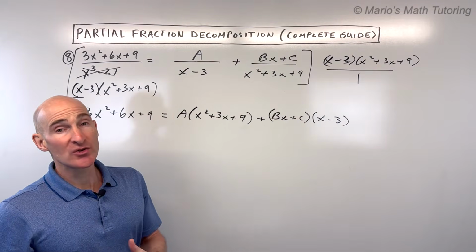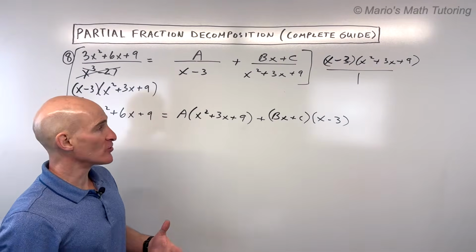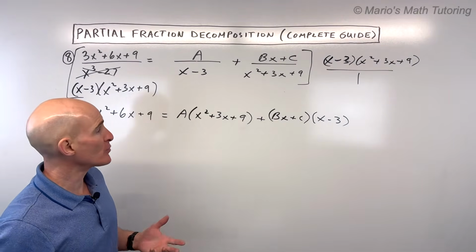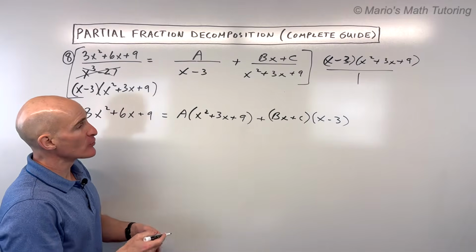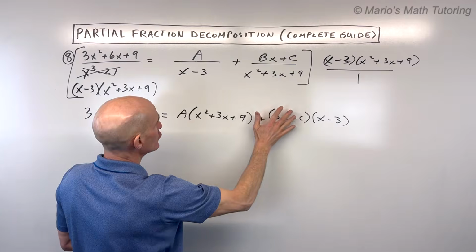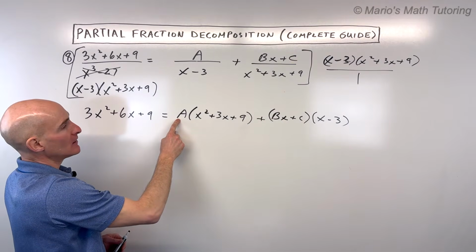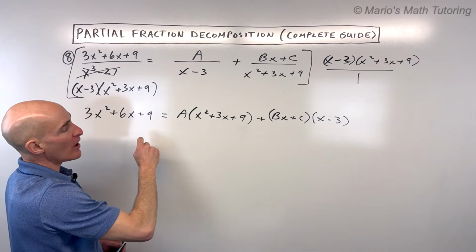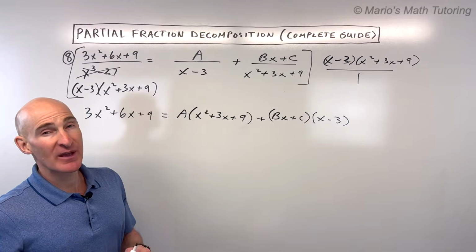Okay, now you can do the strategic values, or the zeros, or the convenient values, whatever you want to call that method, where you're plugging in values for x. If you were doing that, 3 would be a good number, because that would cancel out this group and allow you to solve for a. 0 might be a good number as well. But on this one, I think I'm just going to make a system of equations.